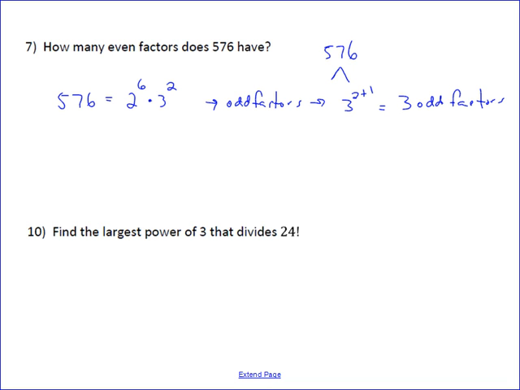Now, the total number of factors, which we know how to do, is if we add 1 to both of those exponents, we get 7 times 3, which is 21. Subtract 3 for the number of odd factors, and that gives us 18 even factors. So the answer is 18.